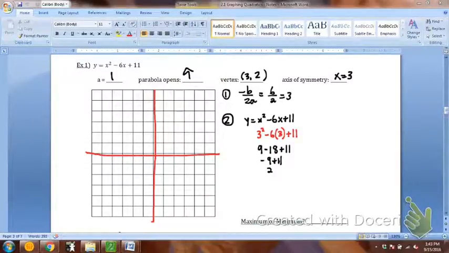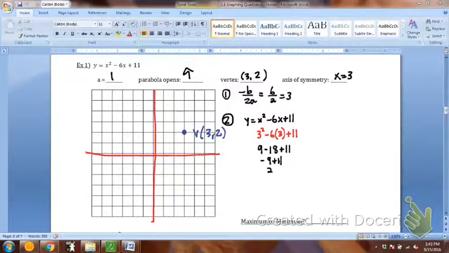Okay, now let's plot this. Please make sure you plot this carefully. Over 3 and up 2 is here. And I'm going to label this 3, 2. If you do not label, you will not get points. 3, 2, over 3 and up 2.